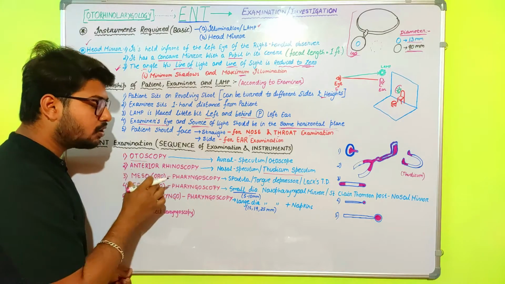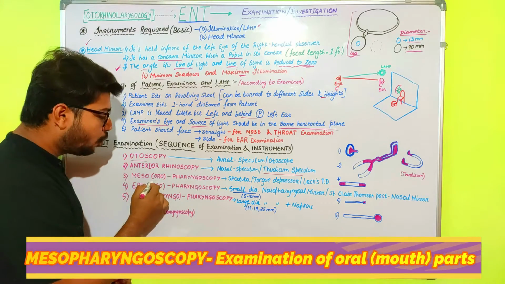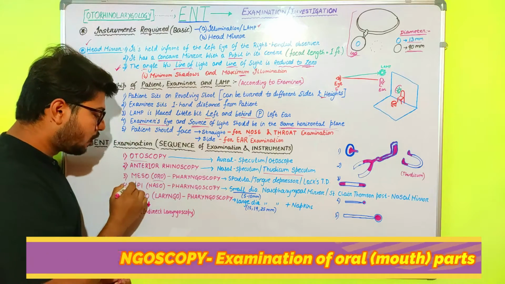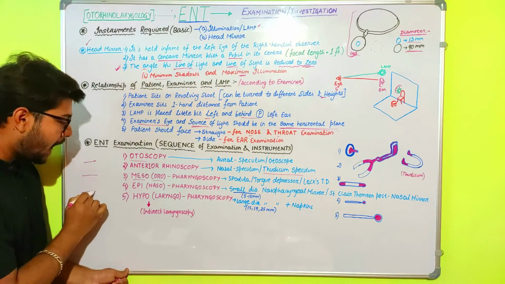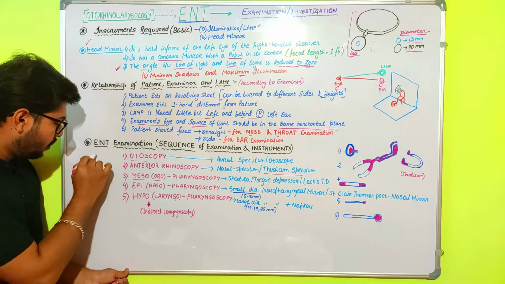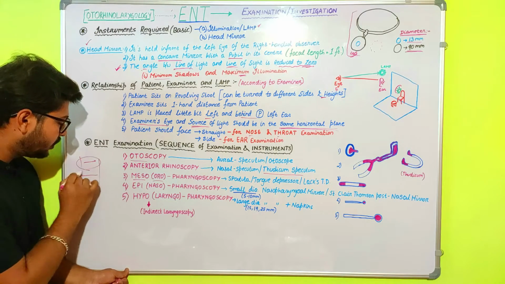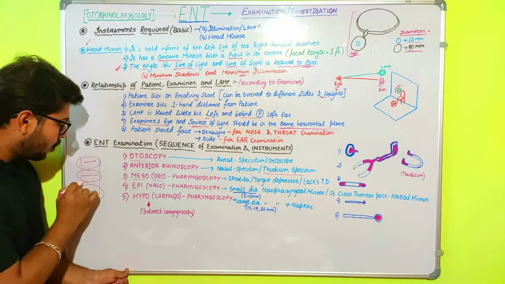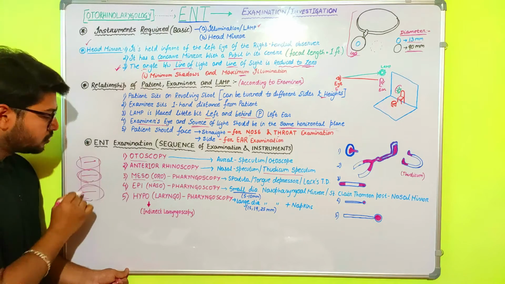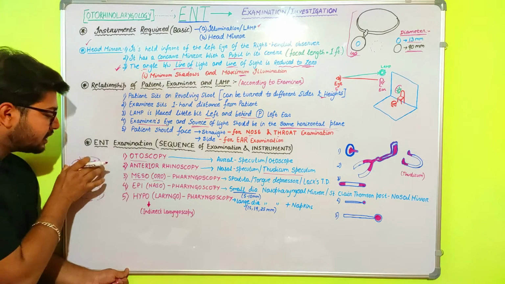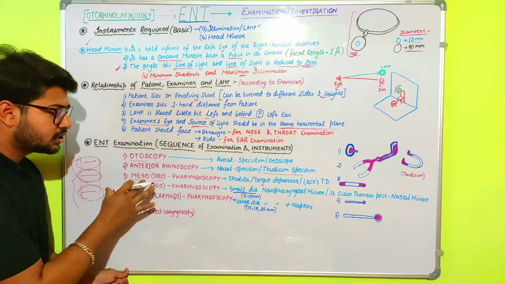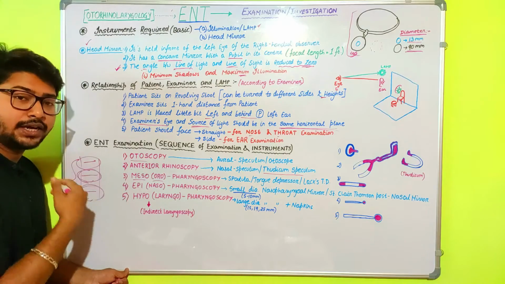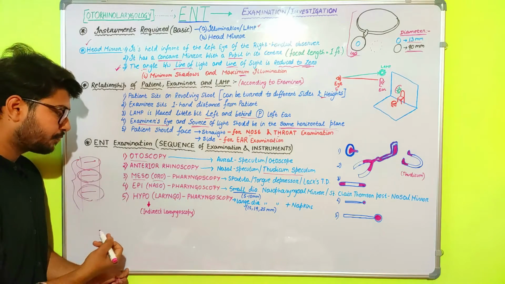Next comes the meso or oropharyngoscopy. Oro means the oral section, meso means the middle, and you can see epi, meso and hypo. The pharynx is divided into three parts: nasopharynx, oropharynx and laryngopharynx. So according to the different sections, the examination names have been represented in that manner.